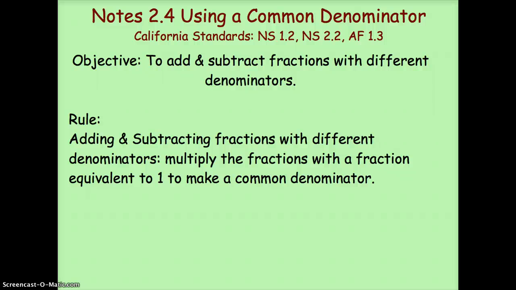Hello class! Welcome to Notes 2.4, Using a Common Denominator. Today we're going to be adding and subtracting fractions with different denominators.